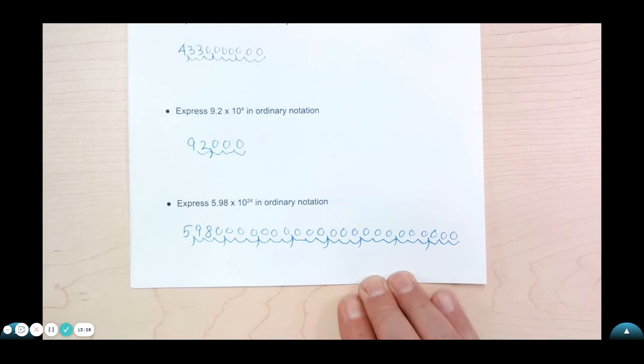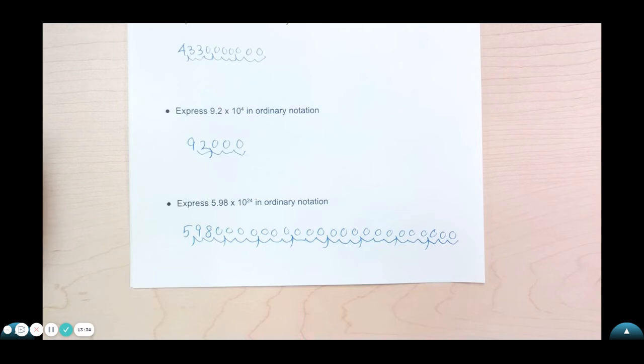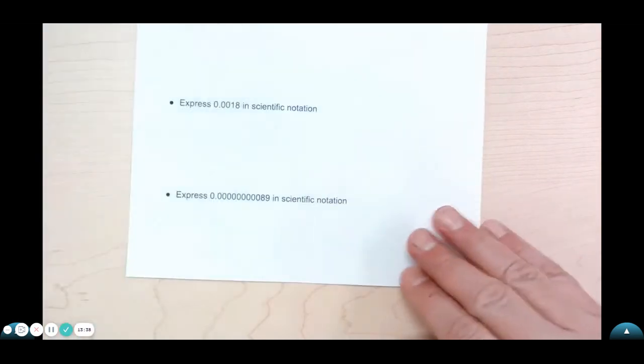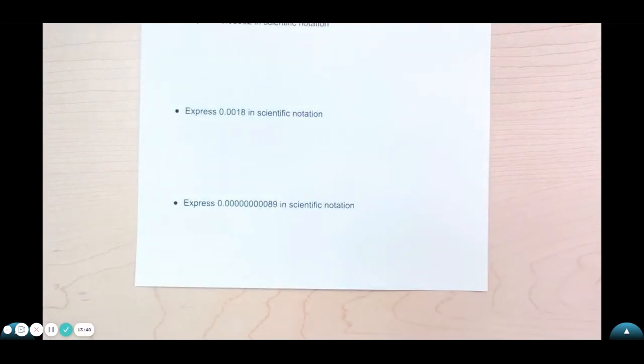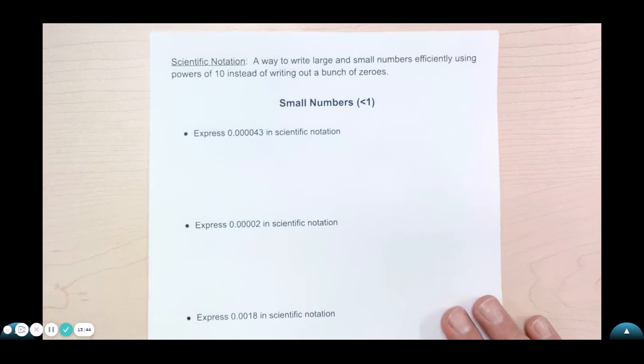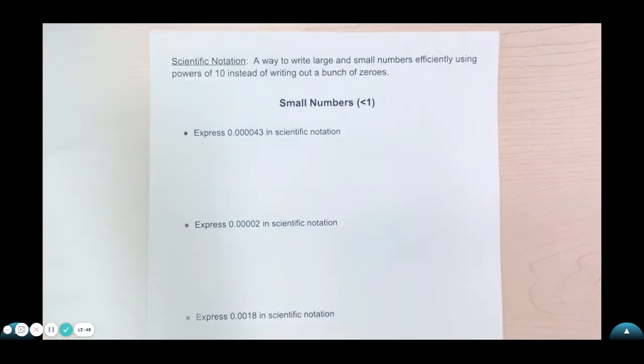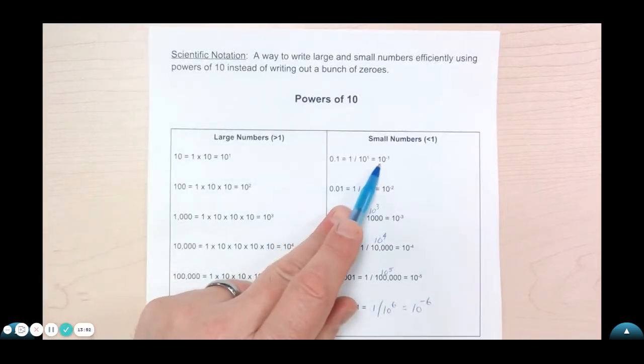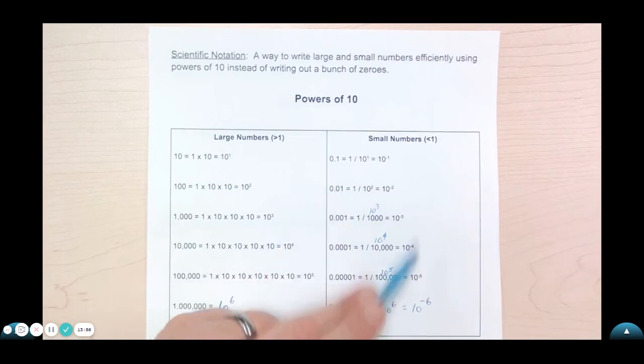Now, I don't know exactly how to pronounce that number. Maybe you're better than me and you can figure it out. But it's a big number. Now, you can do all this same stuff with small numbers as well. So small numbers, less than 1. So remember, whenever you're dealing with small numbers, you're going to have negative powers of 10 because it's 1 over a power of 10.